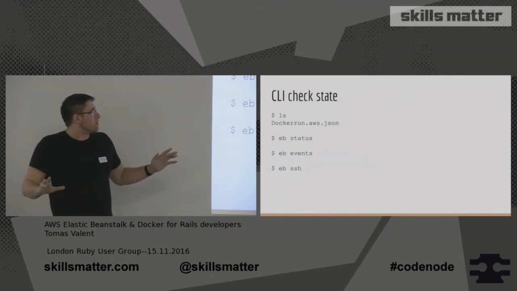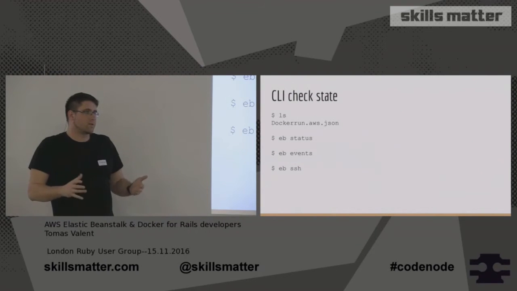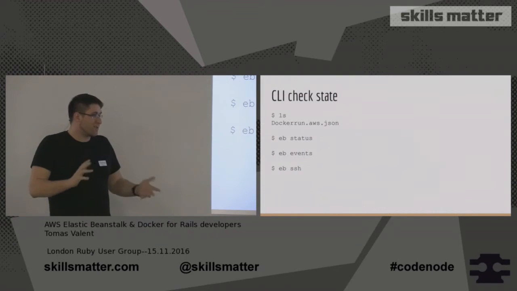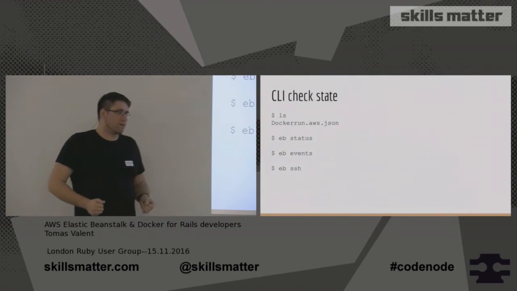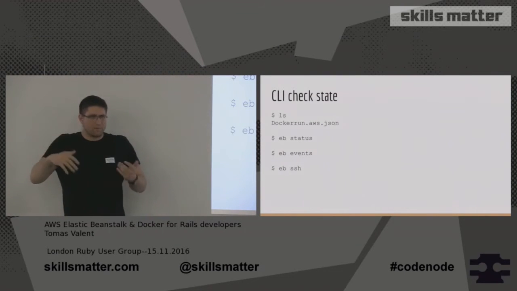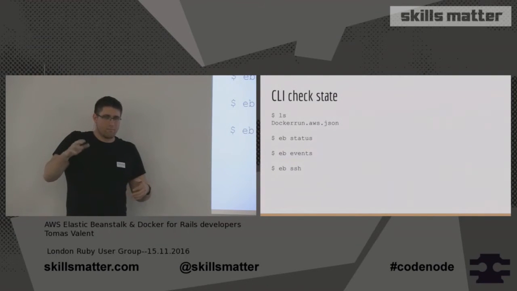So we've done our deployment. Now we want to see what's the status of the environment. So we just type eb status, it's green, we are ready for another deployment. If it's yellow, it's probably still doing something. If it's red, something went wrong, you might as well check eb events. eb events is something like a log of what's happening on every EC2 instance during the deployment.